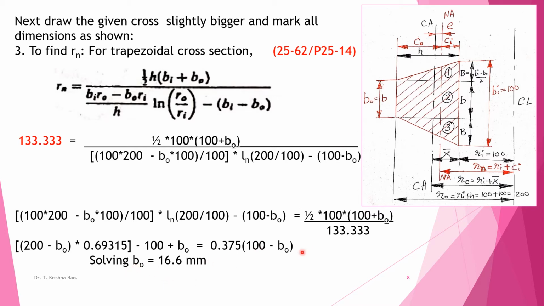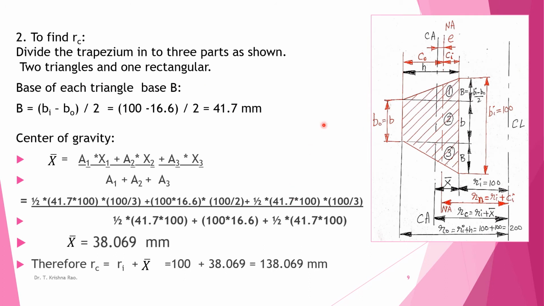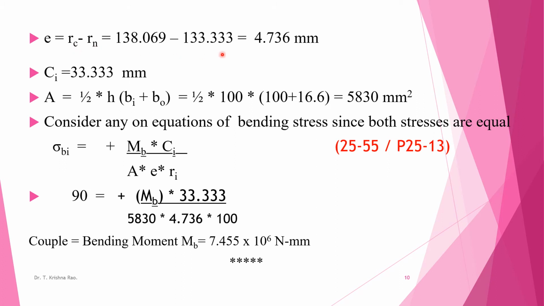In the earlier problem we found the dimension and that was the end of it. Now in this problem he wants us to find the bending moment. For the bending moment we have to take the bending stress equation. In the bending stress it demands a value called E in the denominator. E is always Rc minus Rn. So for Rc, first we have to find the center of gravity x bar, considering the three parts, one triangle, one rectangle, another triangle, like the trapezium we already did earlier. Now we know B naught as 16.6. We can find x bar. Then find Rc equal to Ri plus x bar, 138.069.